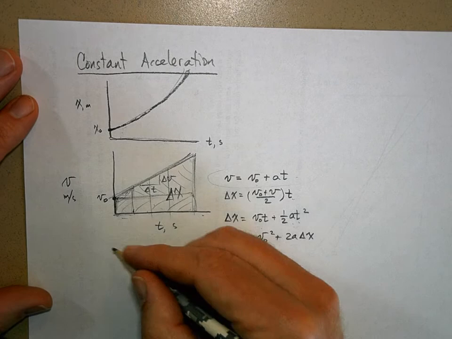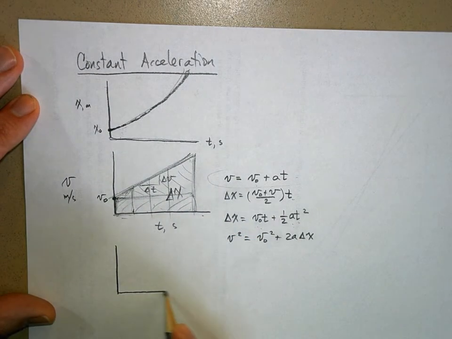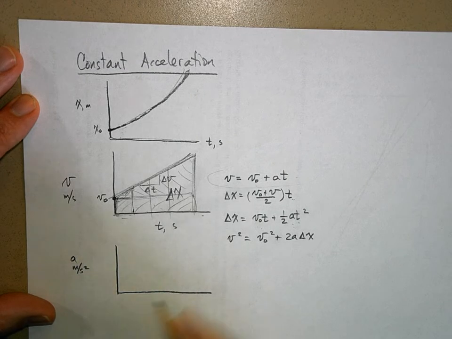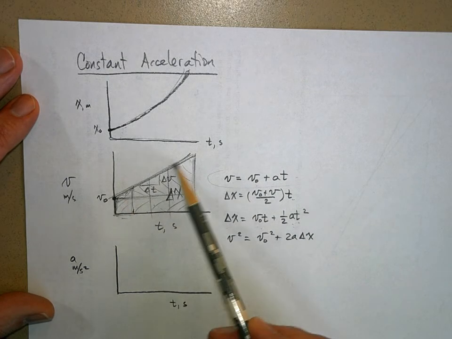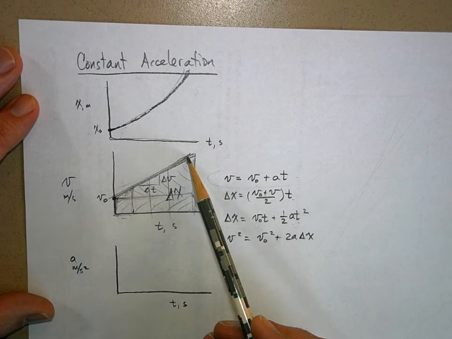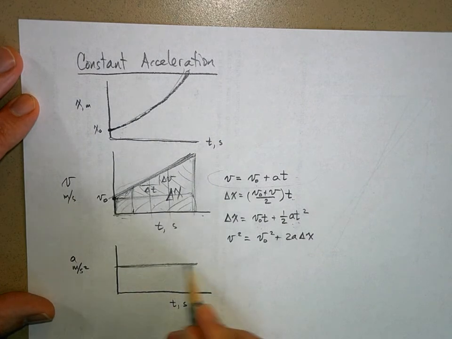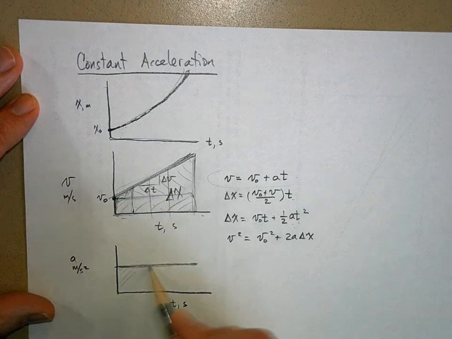And then I could graph the acceleration as a function of time, in meters per second squared, time in seconds. Well, we said acceleration is the slope of this line. And of course, the slope of this line is a positive constant. So it would look like that. And then you say, okay, well, what does the area underneath this graph represent?